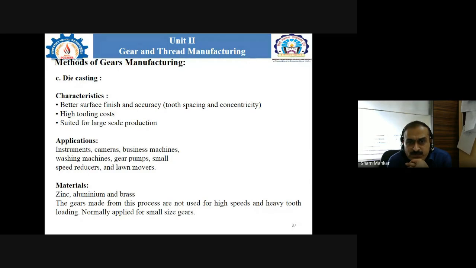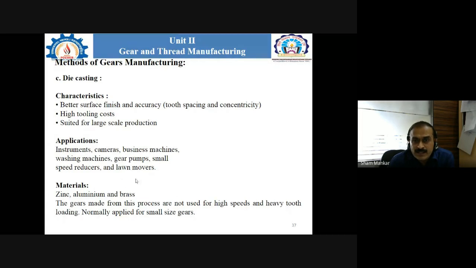Now, the gears manufactured by the die casting process are normally used in different instruments like cameras and business machines. Apart from that, washing machines, gear pumps, small speed reducer motors, and lawn mowers, which are used to cut grass. These are some of the applications where small gears manufactured by the die casting process are used.